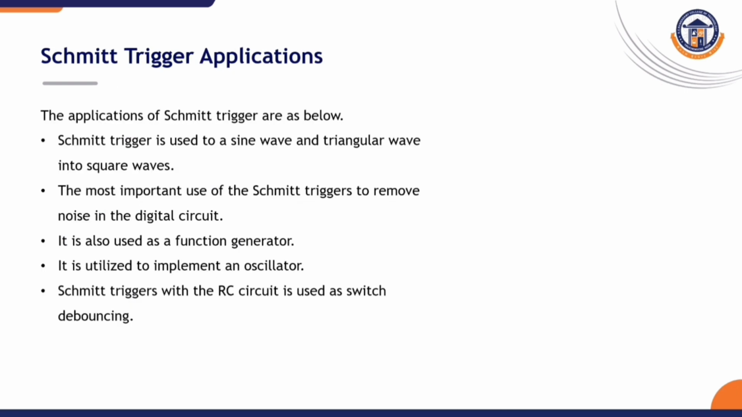Next we will discuss the Schmitt trigger applications. The applications are given below. The Schmitt trigger is used to convert a sine wave or triangular wave into square waves. The most important use of the Schmitt trigger is to remove noise in digital signals, and it is also used for switch debouncing, oscillators and function generators, and signal conditioning circuits.